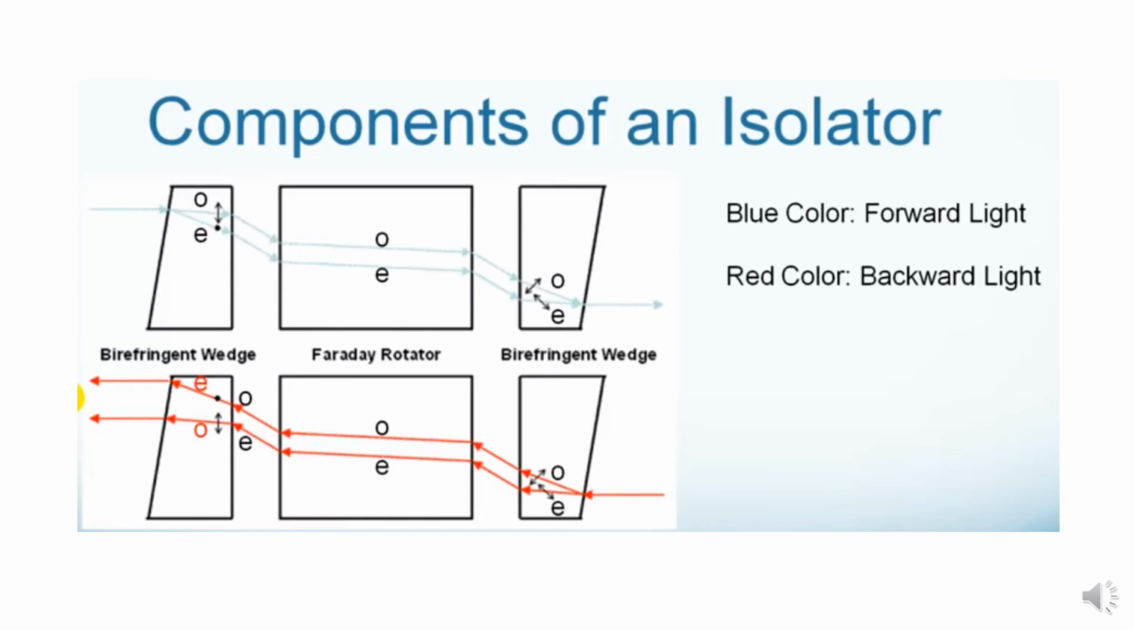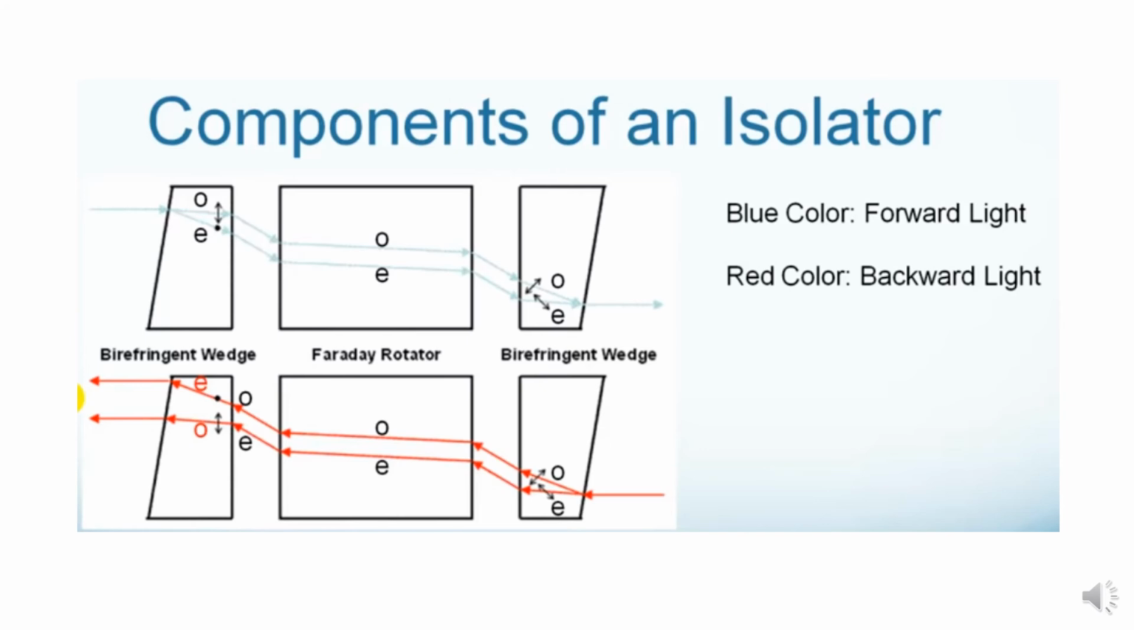Let's look at the forward direction first. The input light is separated by the wedge as O ray and E ray. The O ray is 90 degree polarized and the E ray is 0 degree polarized, as shown in the figure. The dot represents 0 degree polarization. After the Faraday rotator, both beams are rotated by 45 degrees. You can see that the O ray, which was at 90 degrees, has now become 45 degrees, and the E ray is rotated to minus 45 degrees.